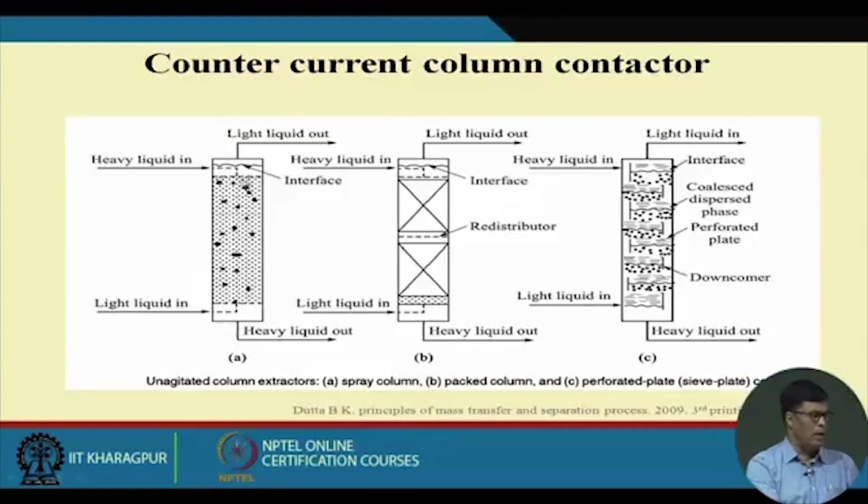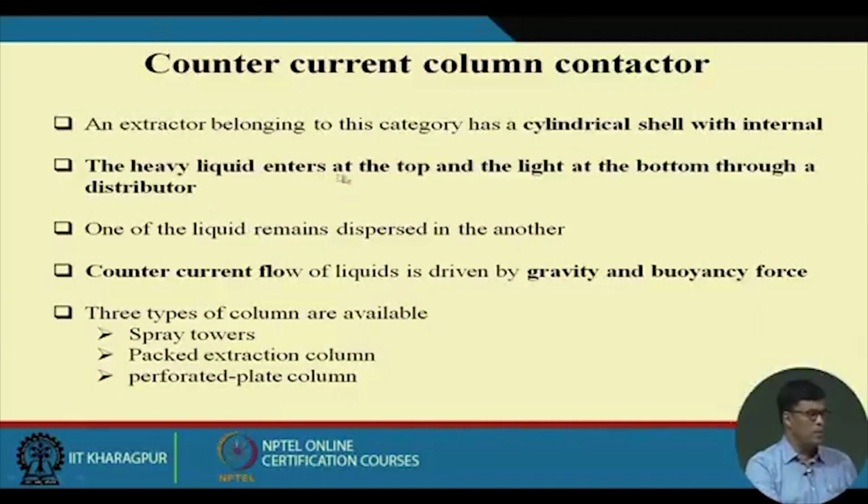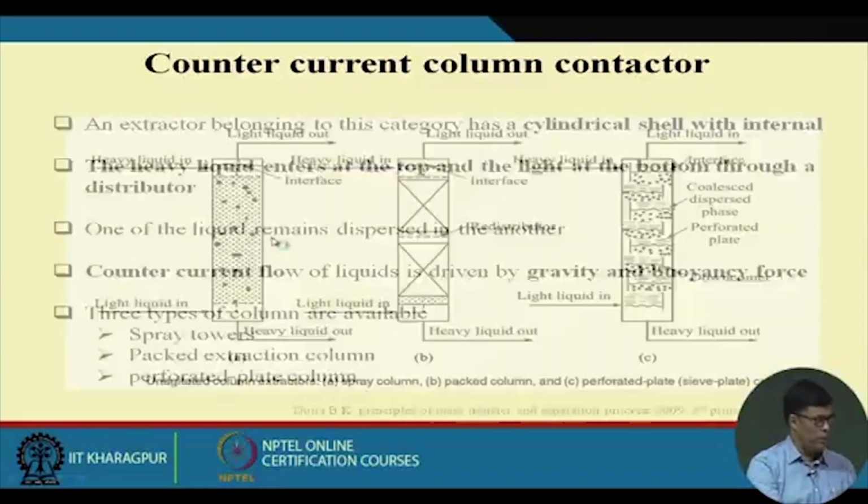So, this is the spray column. We spray the heavier liquid here, and this is the lighter liquid here, and when it goes like this, they mix together. This is the heavier liquid from the top and the lighter from the bottom. This is the counter current column contactor that we have.